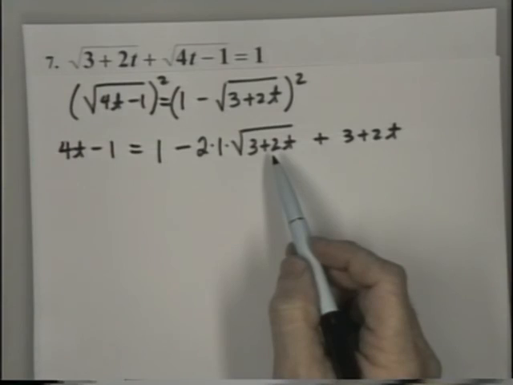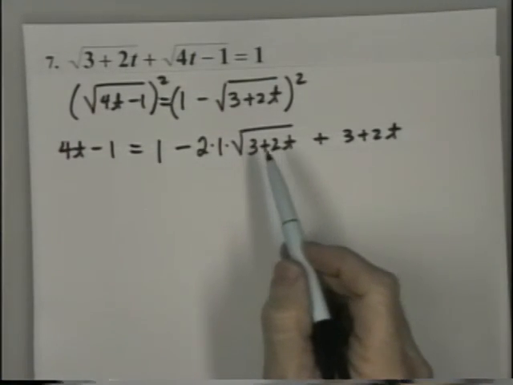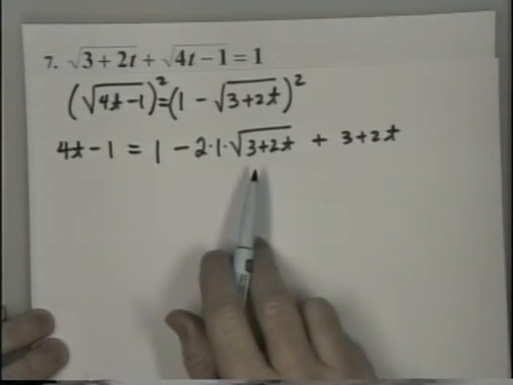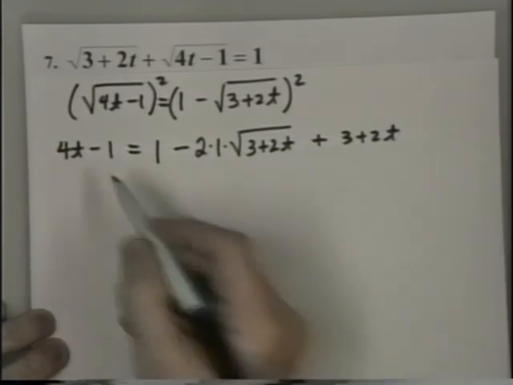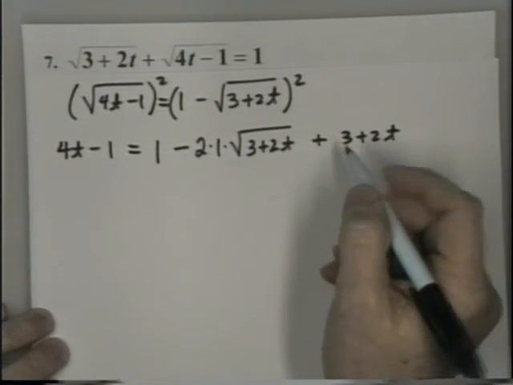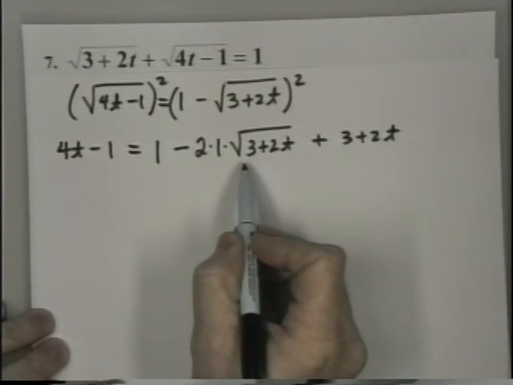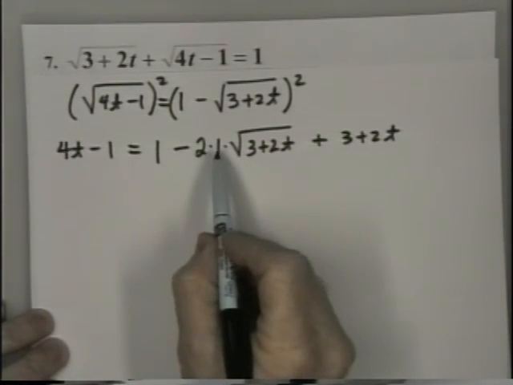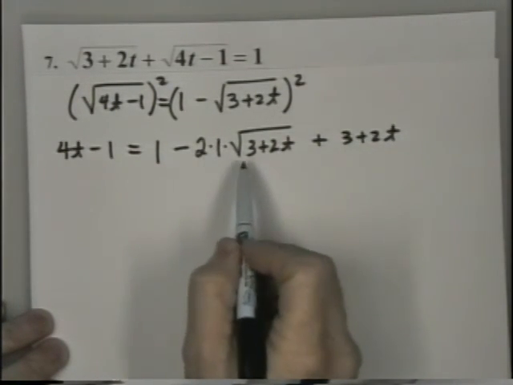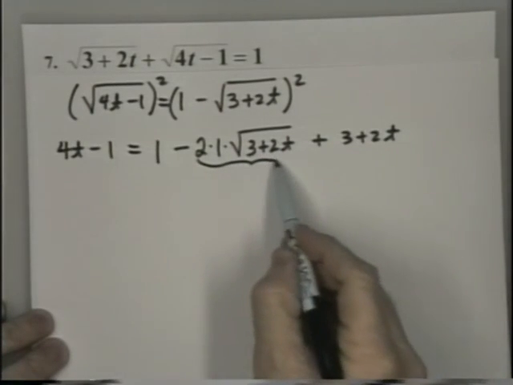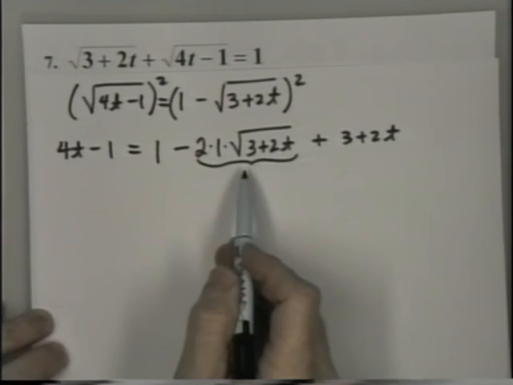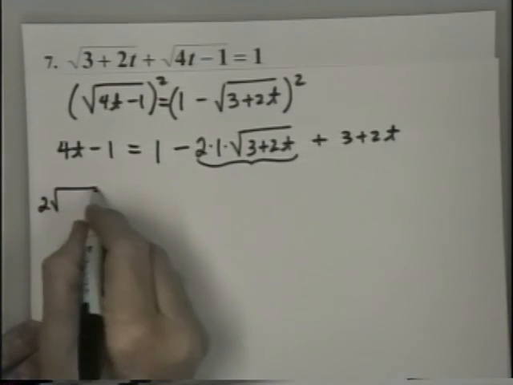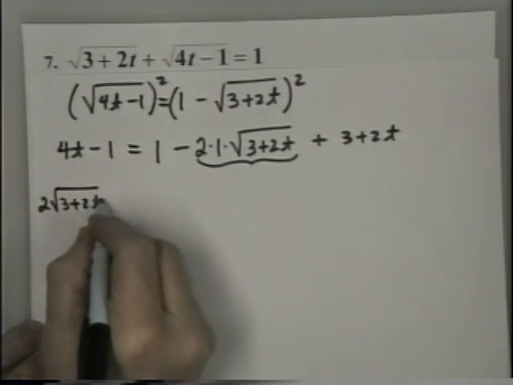But I'm left with a radical again. So I know that I need to isolate that radical. So as I simplify this, I might as well isolate it. I think putting it over on the left-hand side would be a better place for it. So I'm going to do it that way. This is, of course, just a -2 here. So when I move this whole term over to the left-hand side by adding to both sides its opposite, I'm going to get a positive 2 times the radical 3 plus 2t.